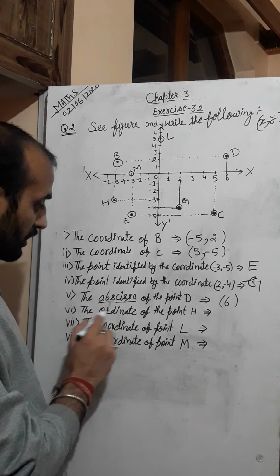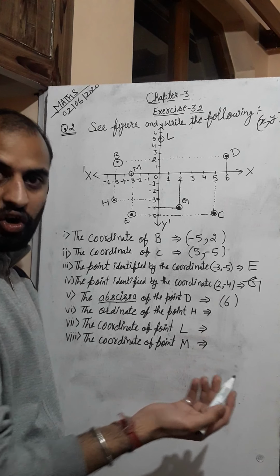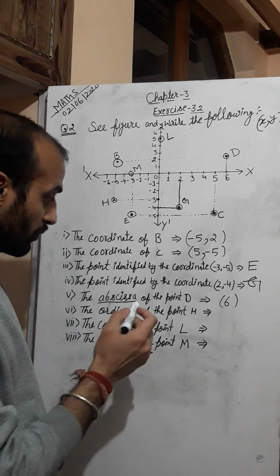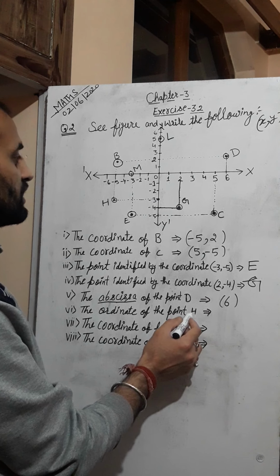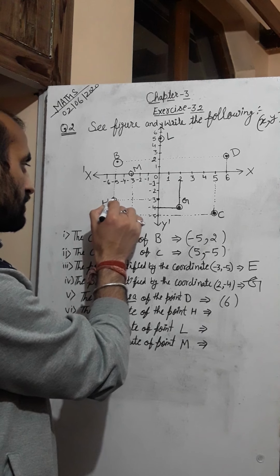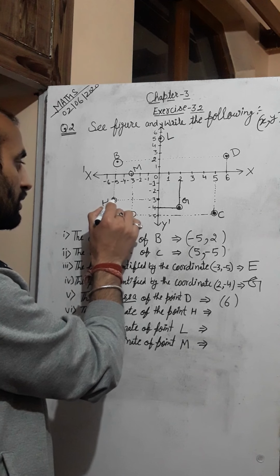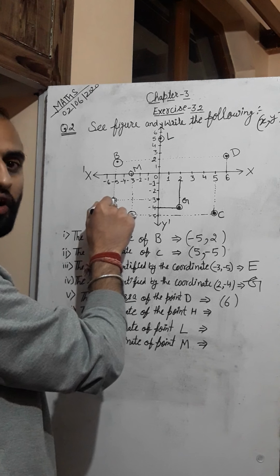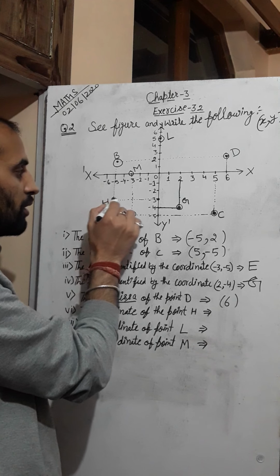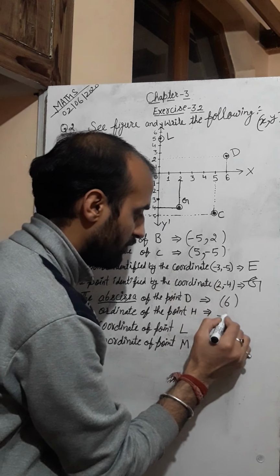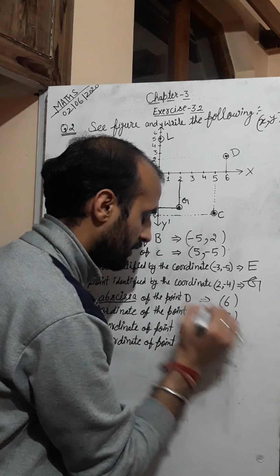Next question, the ordinate of point H. Ordinate means y-axis, so find out the value of y where H is represented. First, where is H? Here is the point H. In this case we need to find the ordinate. Ordinate means your value of y. From here it is very clear, the value is minus 3.